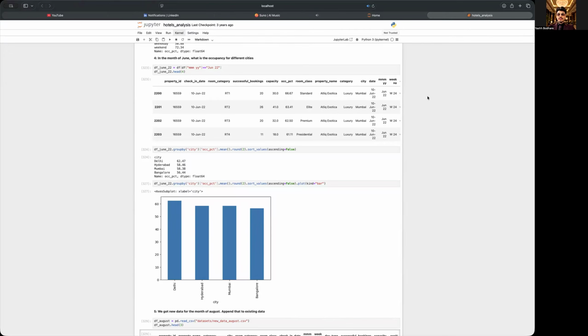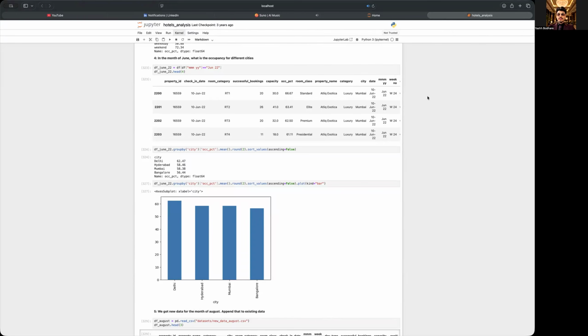Perfect. So let's move to the fourth business question. Now, in the month of June, what was the average occupancy across different cities? In the previous analysis, we compared the occupancy across different dimensions, but this time there is an additional condition. We don't want the entire data set. We specifically want June 2022.